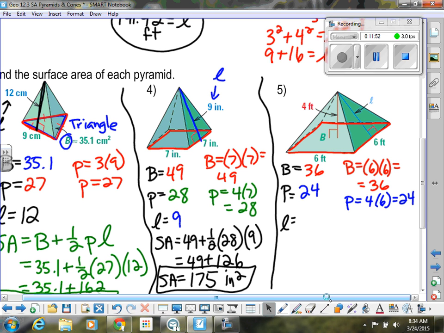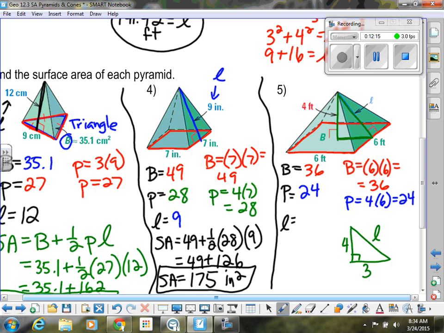And for my slant height, I need to draw that right triangle like we did up above. So I have my height, I'm going to go halfway across my base, and then I'm going to have my slant height. So I'm going to draw that down here. So my height of my pyramid is 4. Halfway across is half of 6, so that's going to be 3, and this is my slant height.